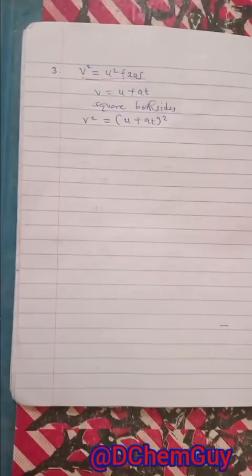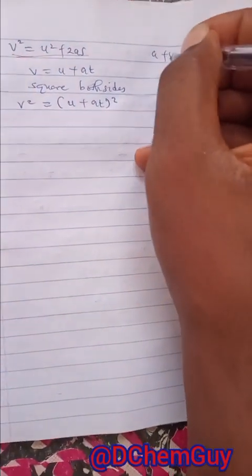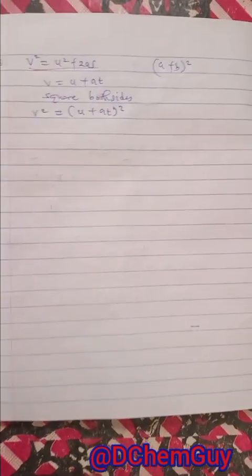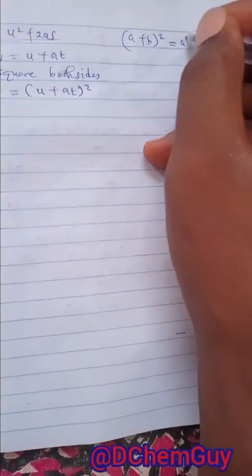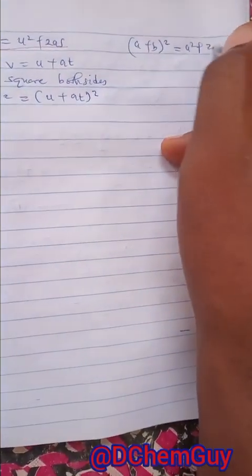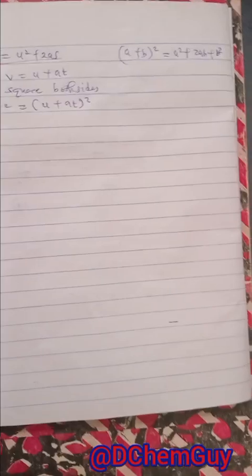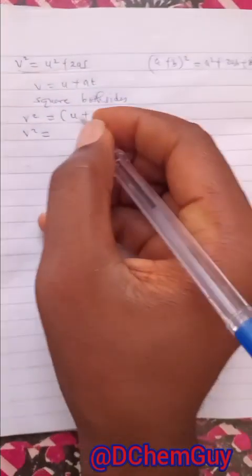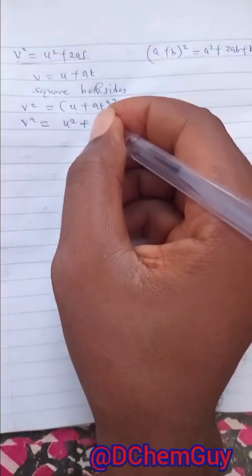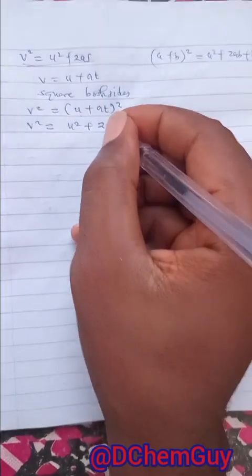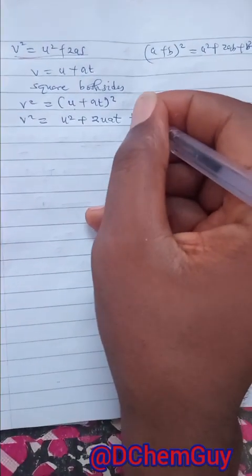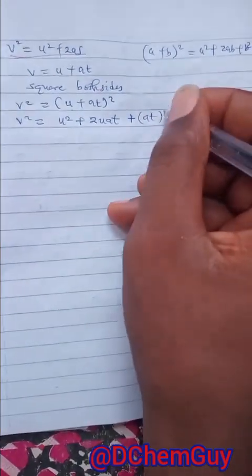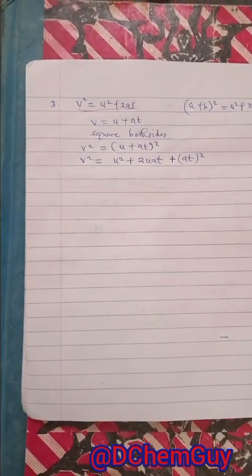Well, remember the mathematical identity that when you have a plus b in brackets all squared, it is going to give you a squared plus 2ab plus b squared. Remember that identity. So in this case, this is our a and this is our b. So it means that v squared equals u squared plus 2uat plus at all squared.